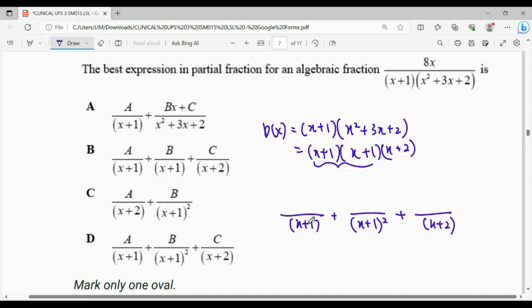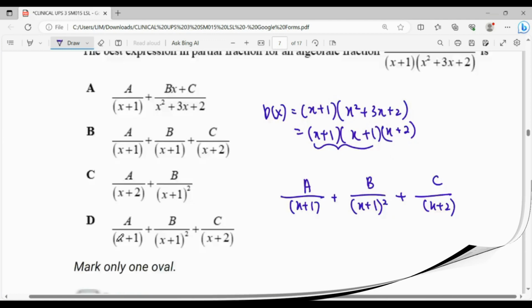So when we have a linear factor, the numerator will be a constant. So this one is also considered a linear factor, which is repeated. So the constant is b. Then this is a linear factor, the numerator will be constant c. So it will be answer D.